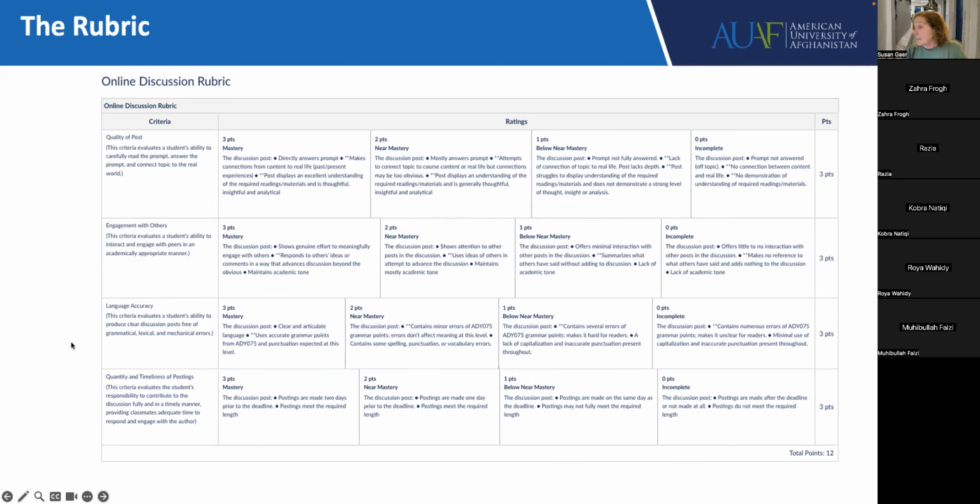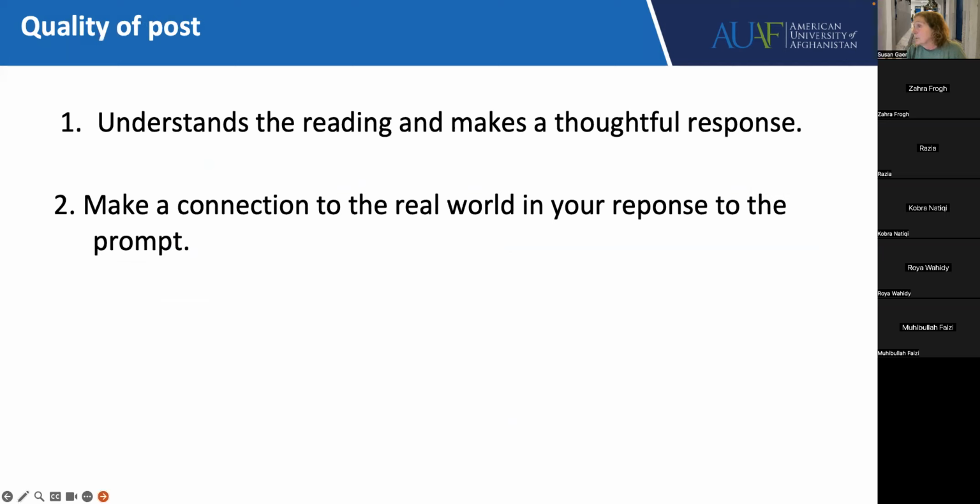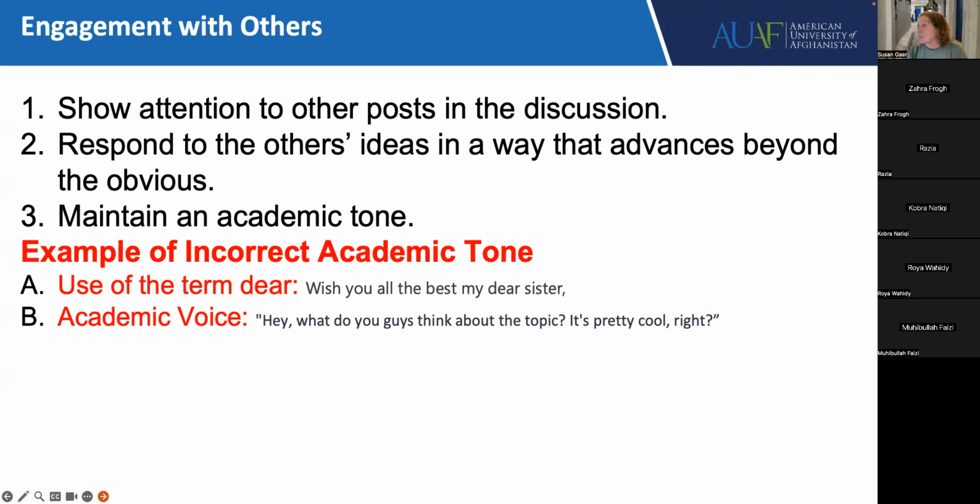So that's that. Now let me go to the next slide, because I go through these in detail. I know I do. Okay, so quality of post: understands the reading and makes a thoughtful response. Make a connection to the real world in your response to the prompt. The second one is engagement with others. Show attention to other posts in the discussion, not just one other. I mean, you can talk about what a couple of people have said. Respond to the other's idea in a way that advances beyond the obvious and maintain an academic tone.